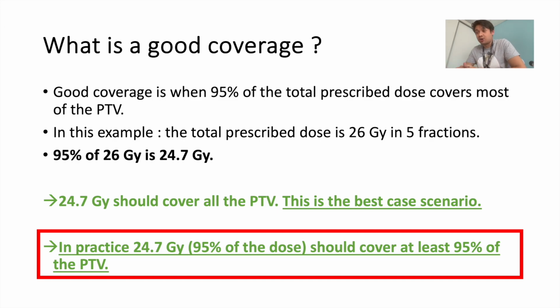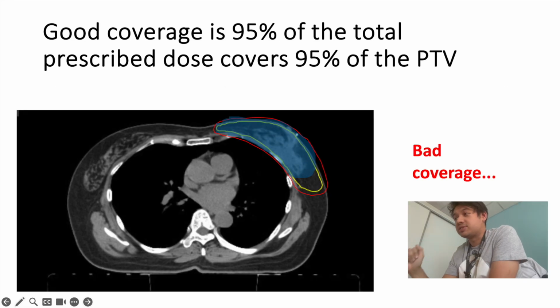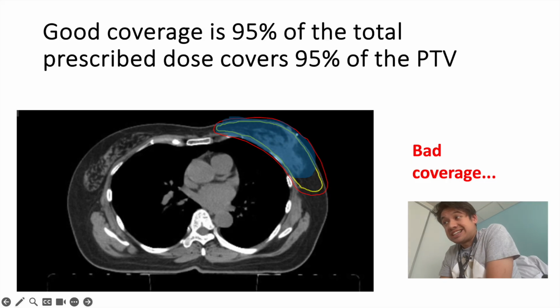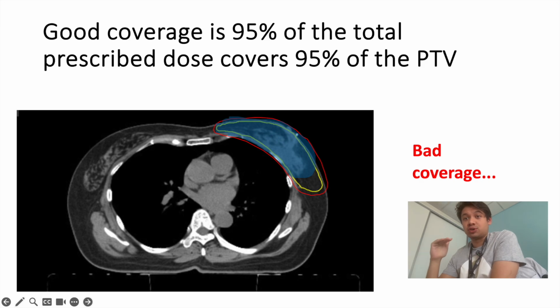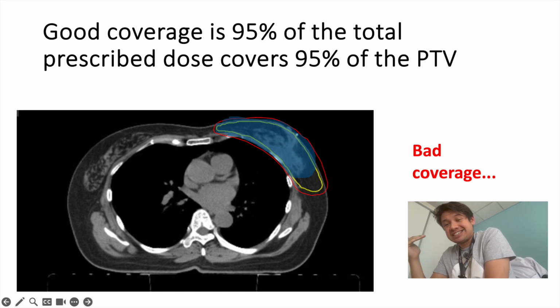In practice, what do we want? We want that 95% of the dose, so 24.7 gray, should cover at least 95% of the PTV. Here, the blue area represents the 95% isodose and the PTV is in red. As you can see, the isodose is covering maybe around 80% of the PTV, and that's not enough. That's not what we want. We want it to cover at least 95% of the PTV.